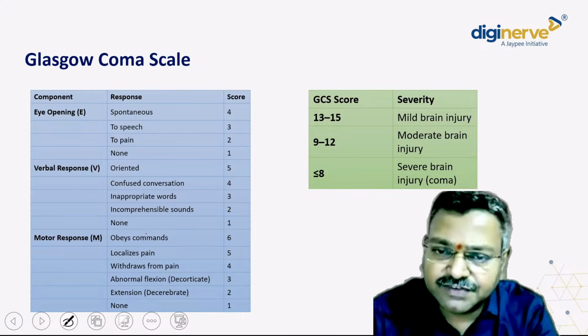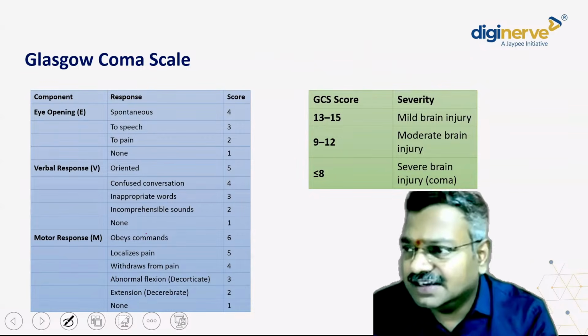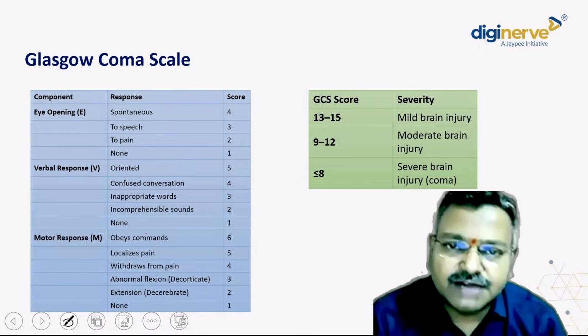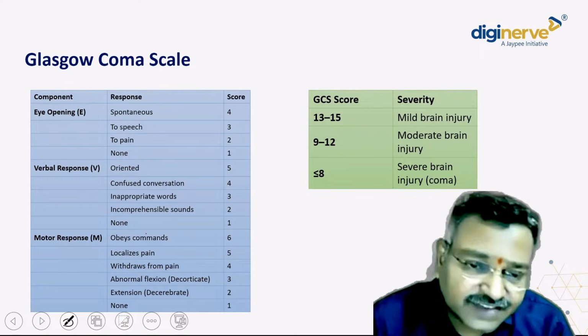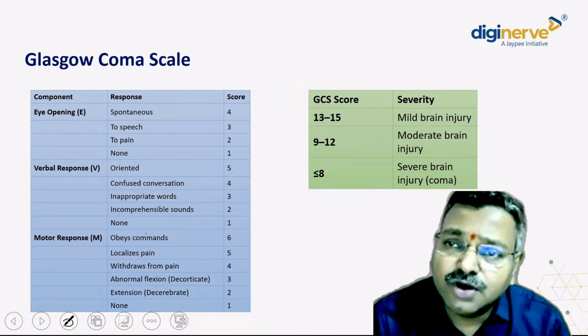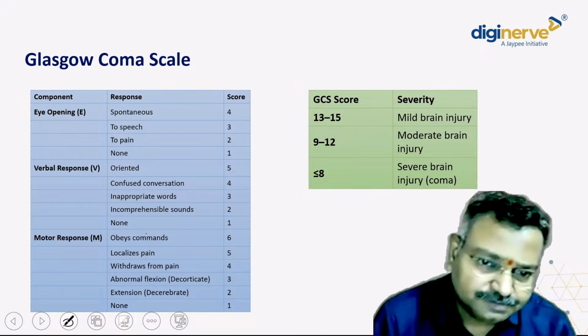So 13 to 15, it's a mild brain injury. 9 to 12 is moderate. Less than 8 is severe, or the patient is in coma. You would have to intubate them. This is used for prognostication as well as assessing the severity of the disease, and also to monitor the patient, whether it's improving or not.